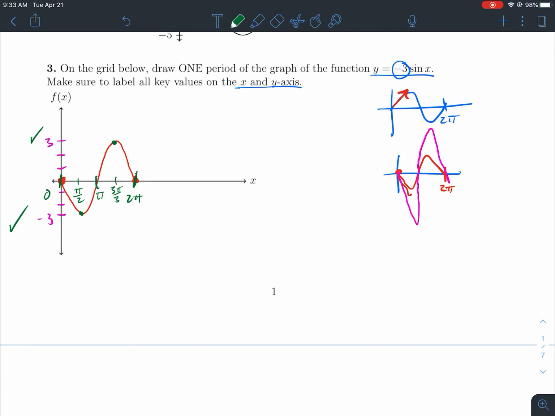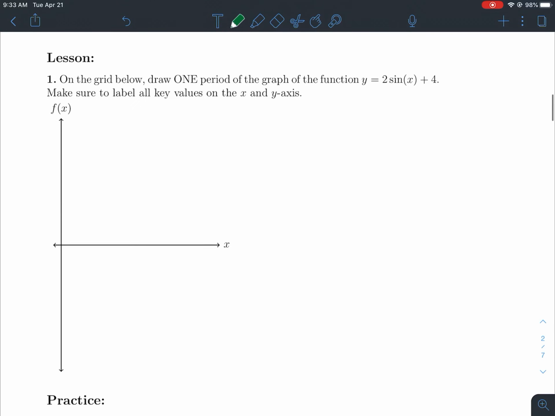All right, so that was the key material from yesterday's lesson. Let's see how things changed today.